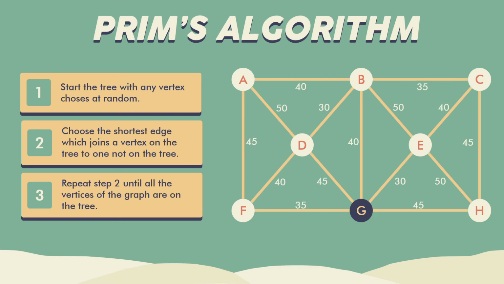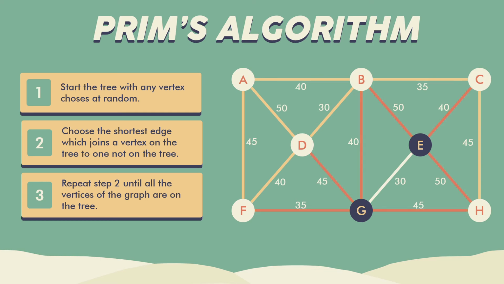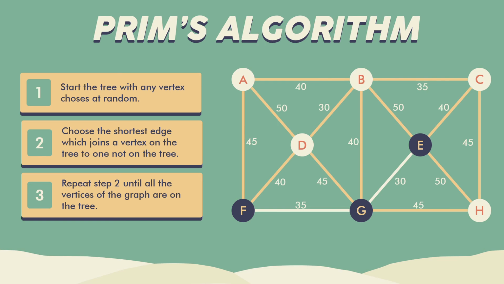First, we start the tree by choosing any vertex, say vertex G. All possible edges that connect G to another vertex are highlighted in orange. The shortest edge among the highlighted edges would be edge GE with the weight of 30. Therefore, we add vertex E to our tree. Now we repeat the process until all vertices are added to the tree. All edges that connect vertices not on the tree to vertices on the tree are highlighted once again. The cheapest edge we can add would be edge FG, which adds vertex F to our tree.